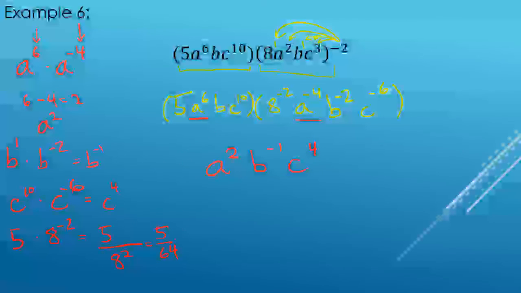So if we were to multiply this to our other running tally for the answer, it's 5 times all the other stuff over 64. And last thing is that B is to the negative 1 power. So let's fix that. Here's our final answer. 5A to the second, C to the fourth, over 64 times B.